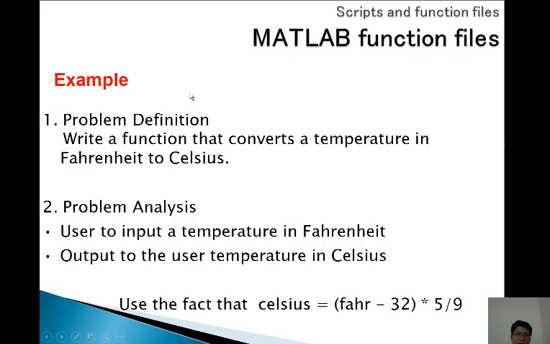Example, let's say we want to write a function that converts the temperature in Fahrenheit to Celsius. So, second step, problem analysis. We want to convert a temperature in Fahrenheit. The input will be a temperature in Fahrenheit, and the output will be the temperature in Celsius. The governing equation will be the conversion: Celsius equals Fahrenheit temperature minus 32, times 5 divided by 9. This is common sense; you can learn it from any basic engineering class.